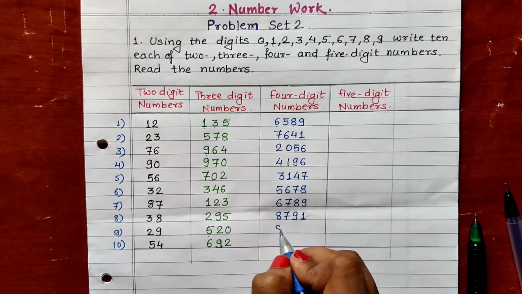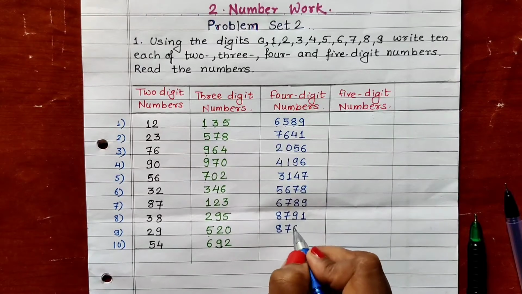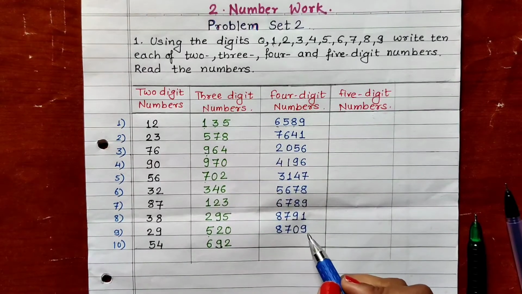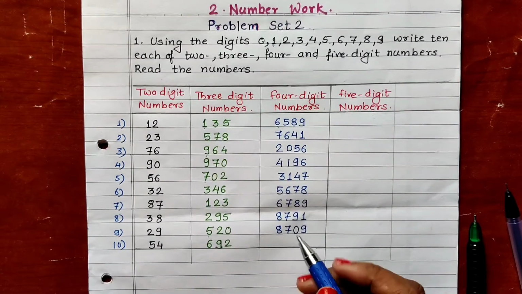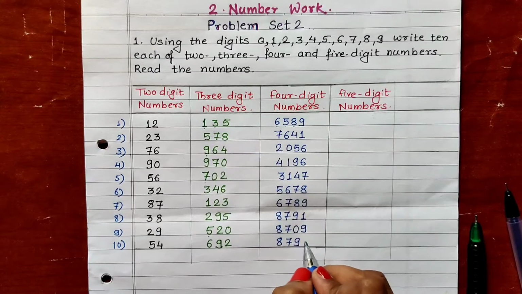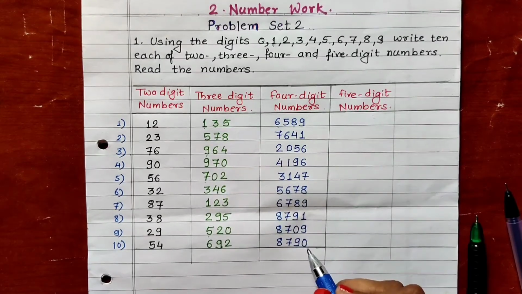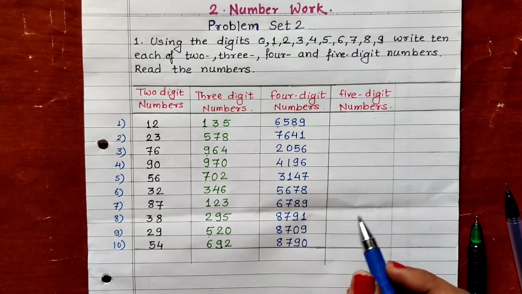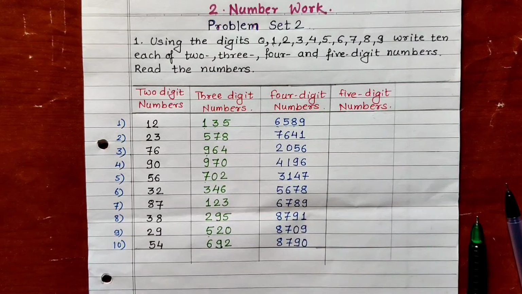If I write 8, 7, 9, 1, it will be read as 8791. If I write 8, 7, 0, 9, it can be read as 8709, because tens place 0 is there. If I write 8, 7, 9, 0, at unit place 0 is there, so how to read it? 8790.